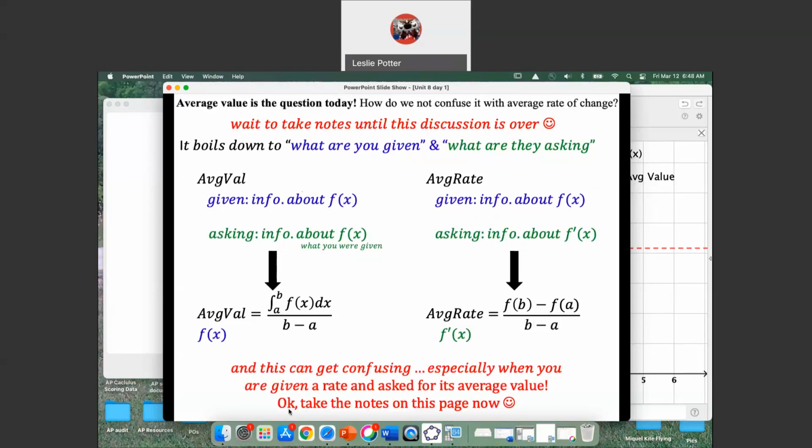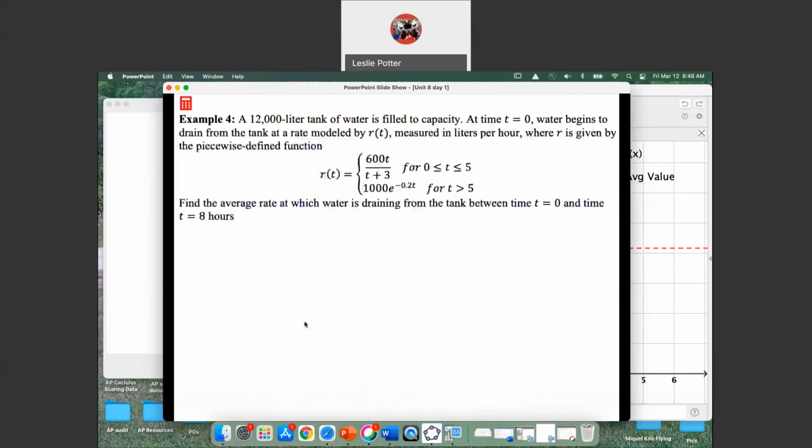And after you get done taking down these notes, we're going to look at an example where this gets confusing, and we're going to try to find this information here to know that we're supposed to do this. Okay, if you're tuning in, we're going to hit this last example now.